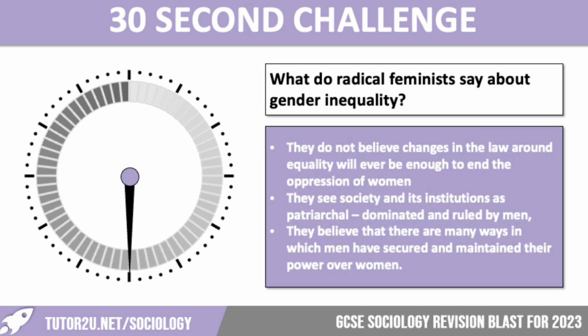Okay, let's check. They do not believe changes in the law around equality will ever be enough to end oppression of women. They see society and its institutions as patriarchal, so it's dominated and ruled by men, and they believe that there are many ways in which men have secured and maintained their power over women.